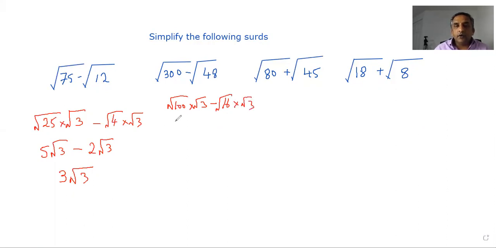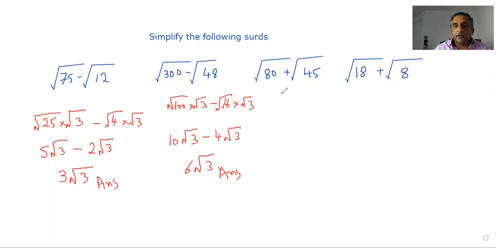Now, square root of 100 we know is 10, and then square root 3. And then minus square root of 16 is 4, so we write 4 and square root of 3. Now we take away 4 from 10, so we get 6 square root 3. And this will be our final answer. In the first one, the final answer was 3 square root 3 as well.